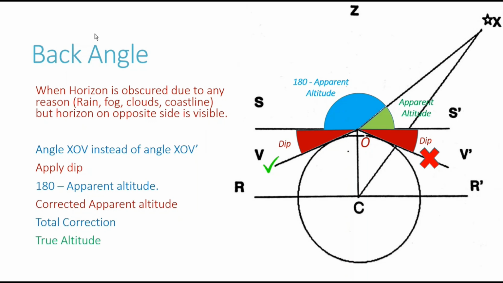Yes, sir. So this angle XOV, this also is on the horizon, no, sir, but on the opposite side, right, sir? Yes, that's right. It is with the horizon on the opposite side. Okay, sir. Understand. So the horizon which is towards the body is not visible for some reason, so that is why we take it to the opposite side. Right, beta, that's right.